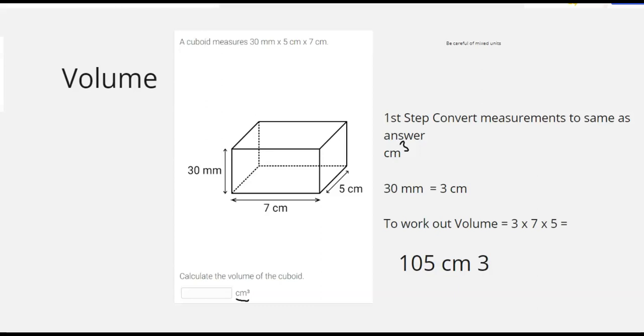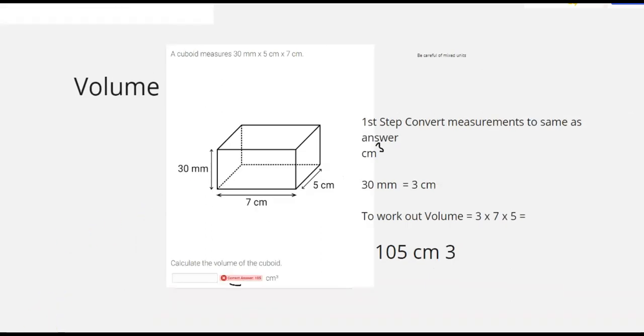So convert the mixed units, the unit that is not consistent with the answer, which is 30 millimeters. That converts into 3 centimeters, remembering there are 10 millimeters in a centimeter. So it will be 30 divided by 10 equals 3 centimeters. So that's the first step. To work out volume, it will be length times depth times height, which is 3 times 7 times 5, which comes to 105 centimeters cubed.